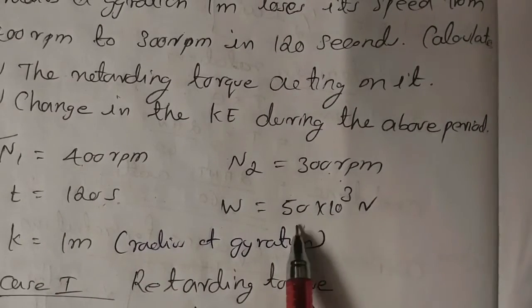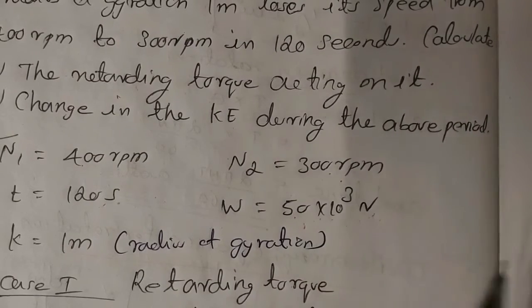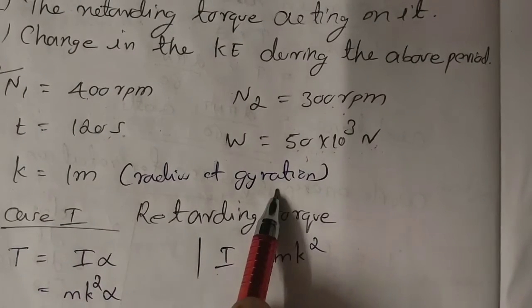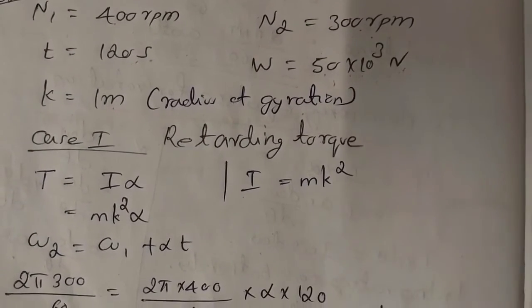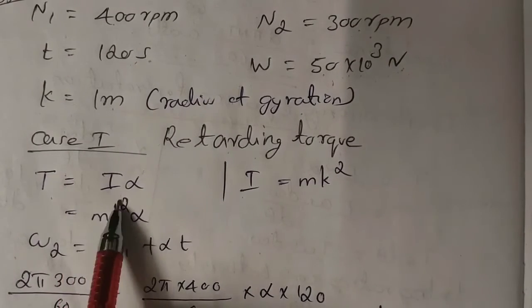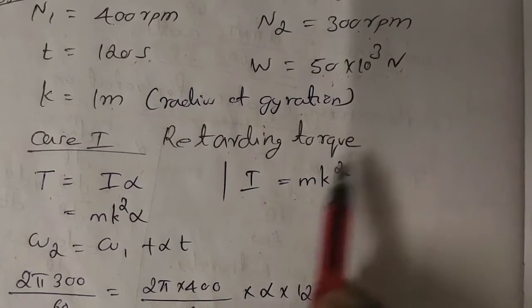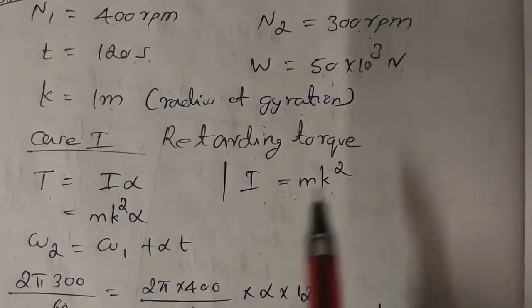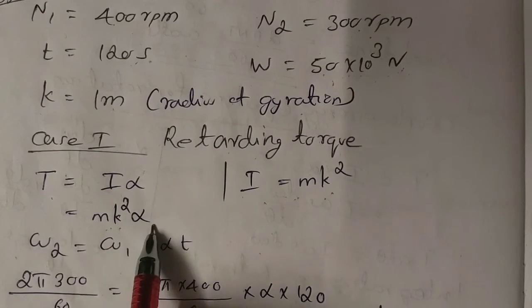The weight of the wheel is 50 into 10 power 3, that is 50 kilonewton; converting to newton, 50 into 10 power 3 newton. Instead of r we are using k because it is the radius of gyration, so k is equal to 1 meter. Case 1, retarding torque: T is equal to I alpha. We have already discussed these equations. What is I? I is equal to mr square, and here instead of r we use k, so I is mk square. Substituting, T is equal to mk square into alpha.